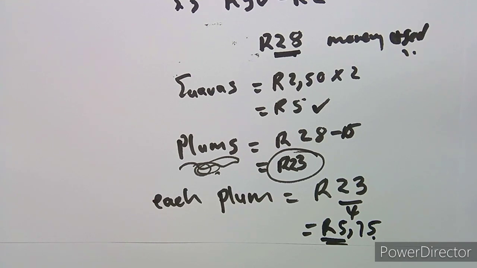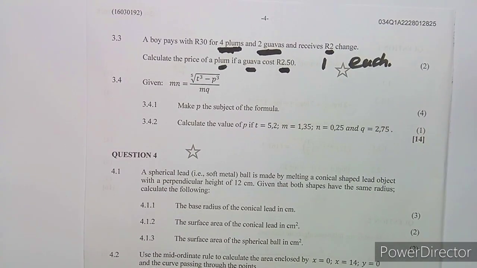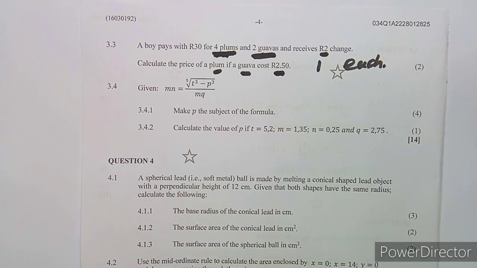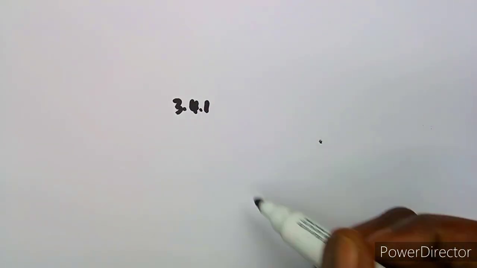So that's how, guys, they ask these questions. So you have to be very, very careful when attempting questions. These stages are very, very important when you are attempting questions and so forth. All right, then on 3.4 we are asked to make p the subject of the formula.